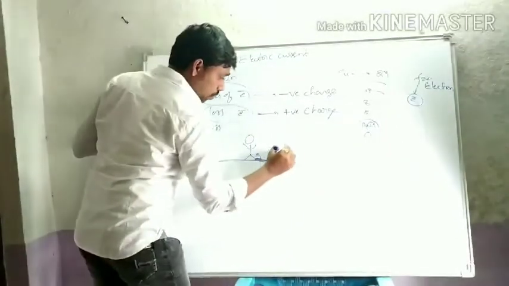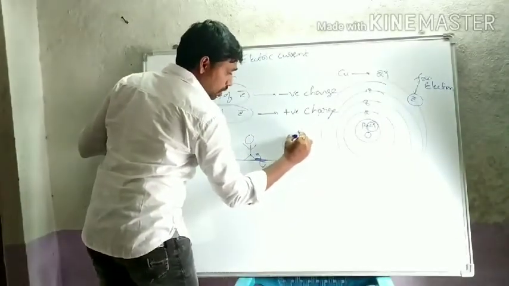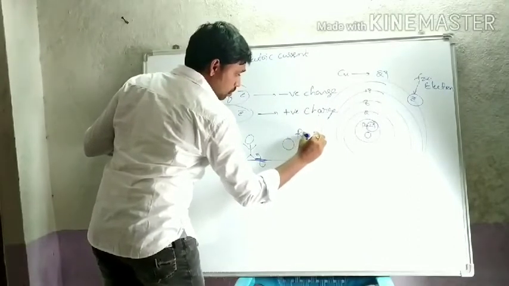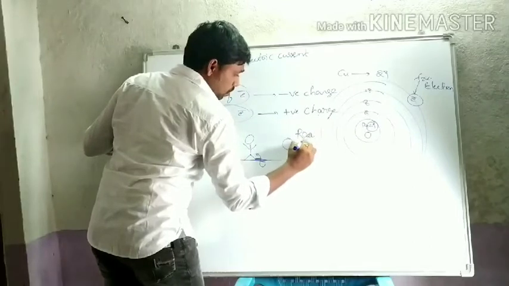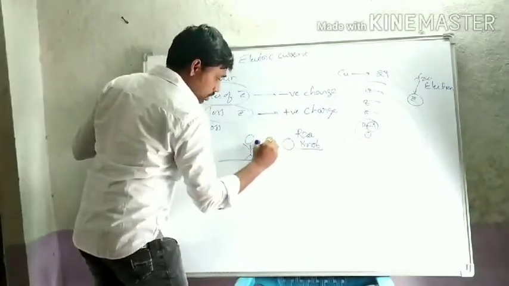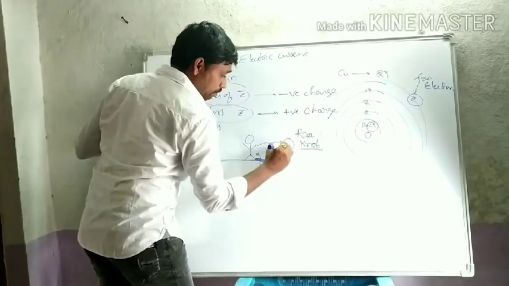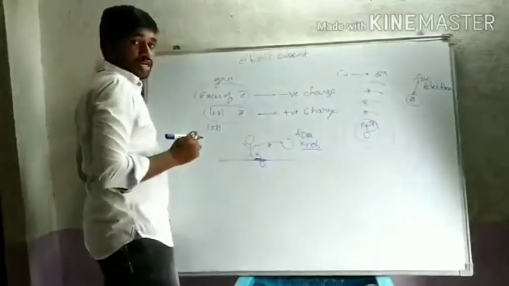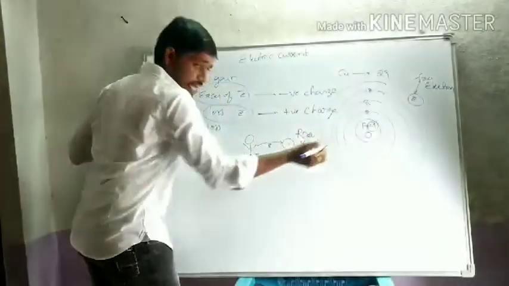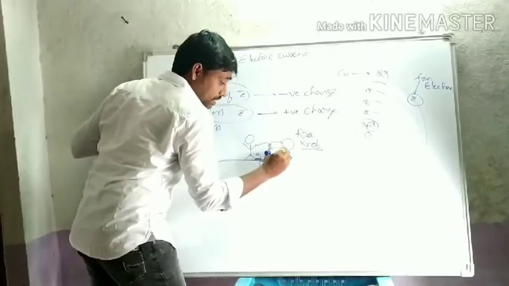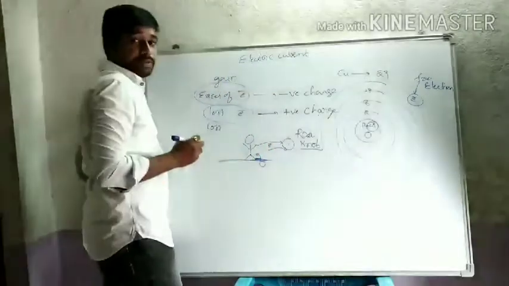When the person walks and touches the doorknob, the electrons travel from the person's hand to the doorknob. Then he gets a shock, meaning he loses the electrons. When he loses the electrons, there is a transfer of electricity from the body to the metal.